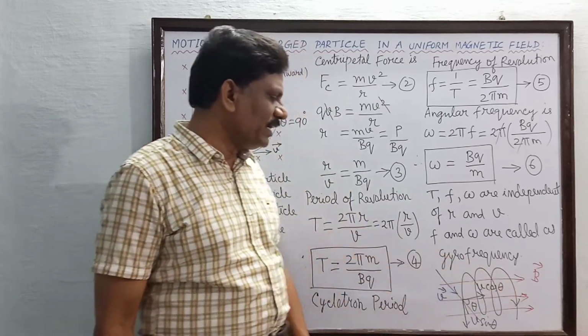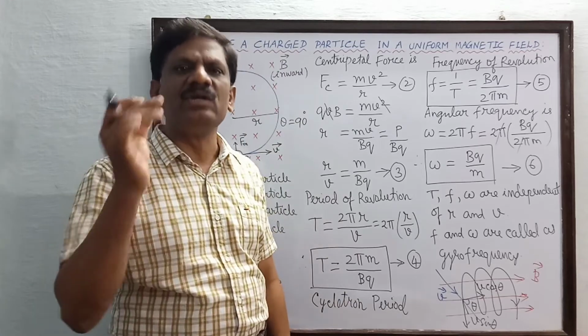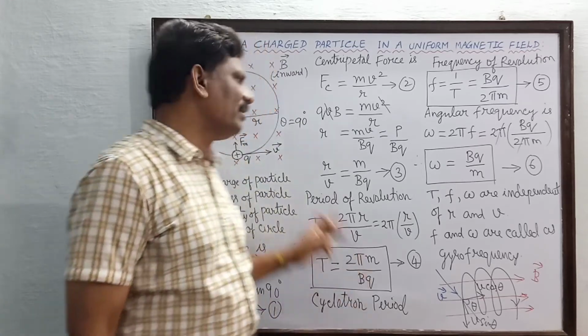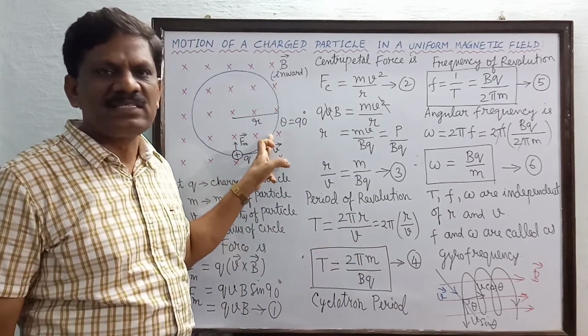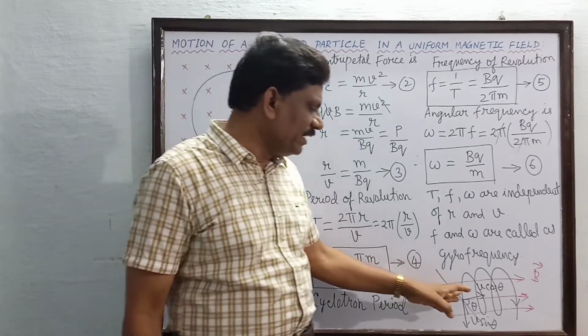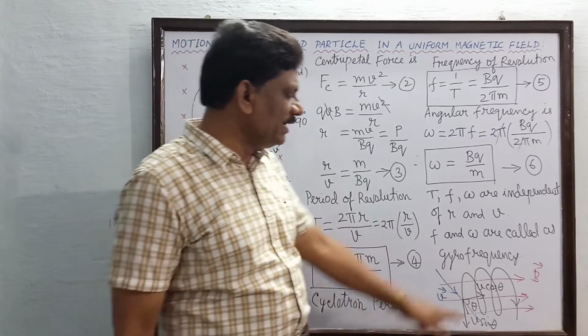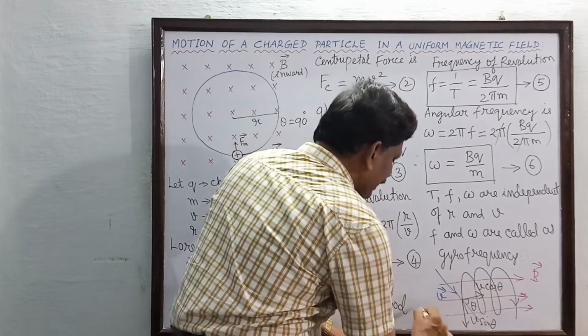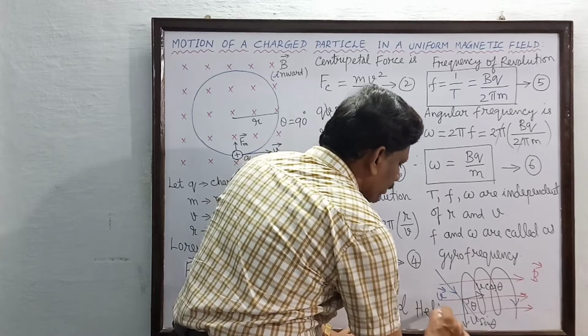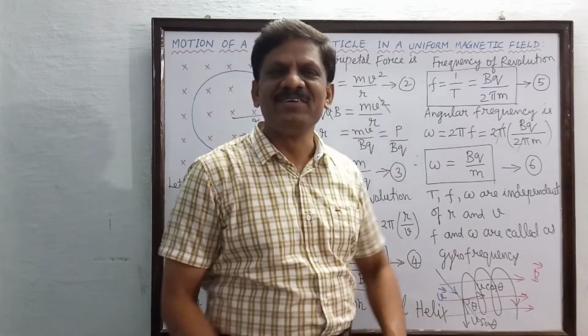So when a charged particle enters perpendicular to the uniform magnetic field, the path of the particle is a perfect circle. But when it enters at some other angle, obliquely into the field, then its path will be a helix. Have you understood? Fine.